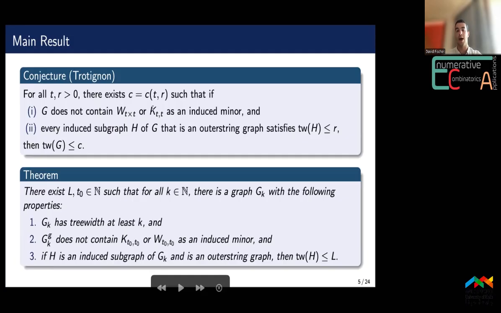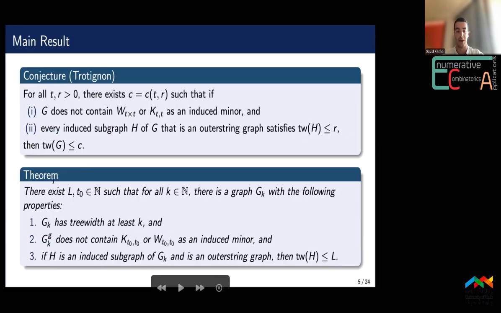So as long as you don't have one of those two as an induced minor, then the only reason your graph should have big tree width is if it has an induced subgraph that is an outer string graph that also has sufficiently large tree width. So that's the conjecture, and it's false. And we're going to show in this talk the construction that proves that it's false.